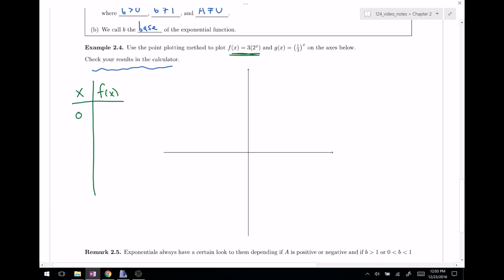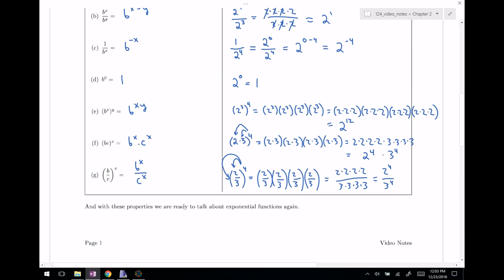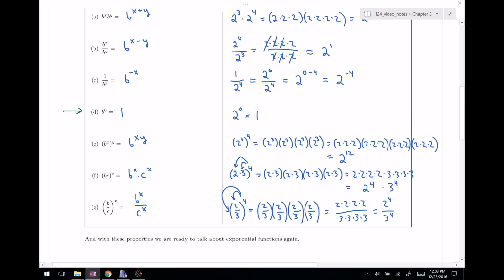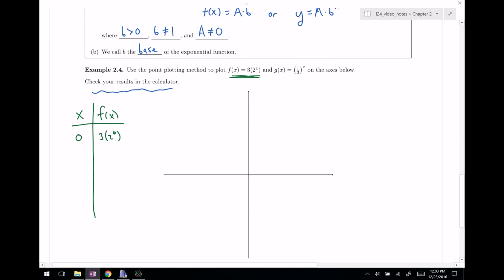That's usually a classic. So 3 times 2 to the 0 power. And we can use this property D here that says anything raised to the 0 power is just 1. So 2 to the 0 power is just 1, and 3 times 1 is going to be 3. So if you plug in 0, you should get out 3. 1, 2, 3. There it is.